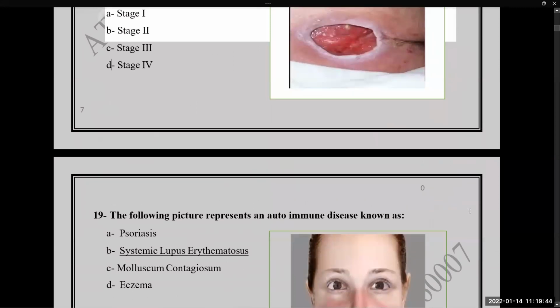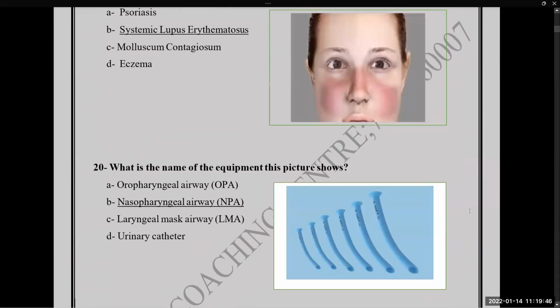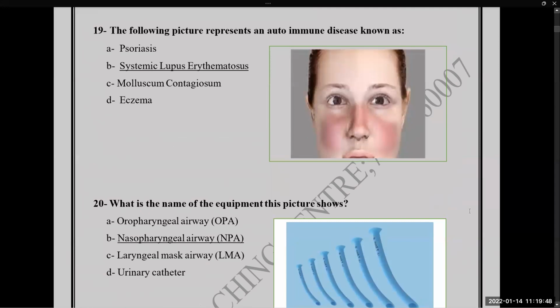Okay. Next, the following picture represents an autoimmune disorder. In the picture, there is a butterfly-shaped rash. It's systemic lupus erythematosus. Indicating systemic lupus erythematosus. Okay.